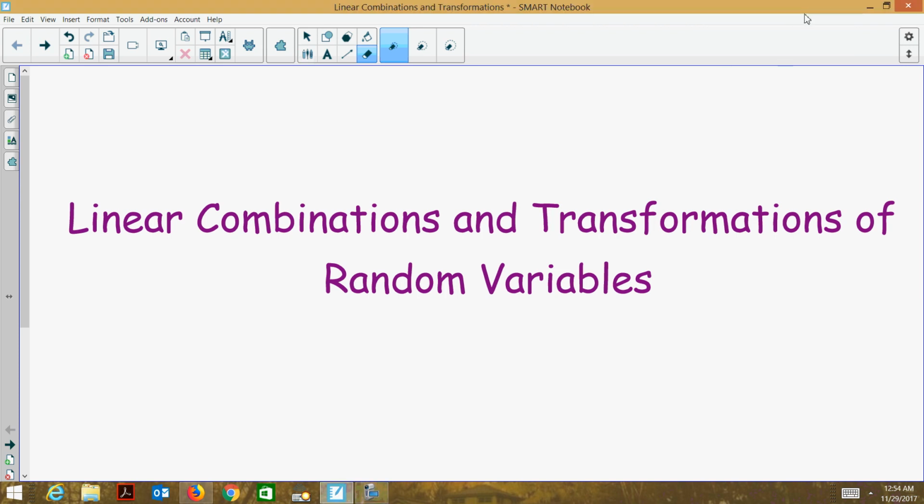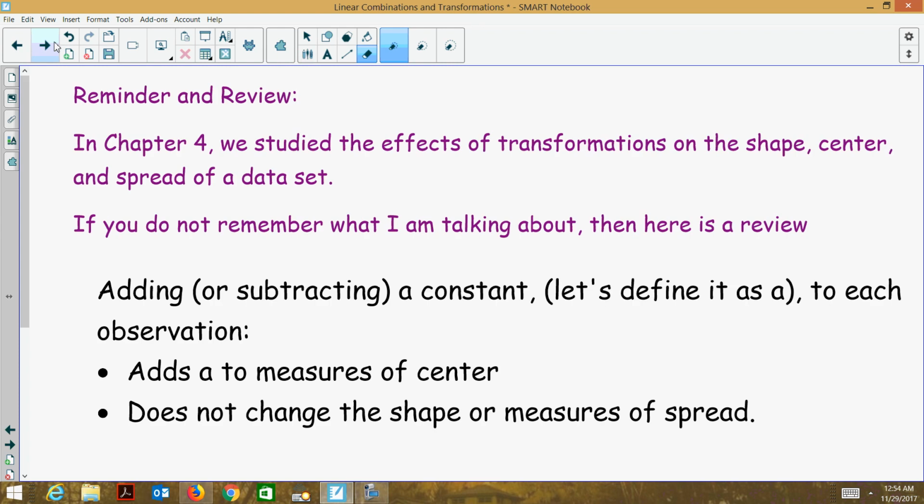Linear combinations and transformations of random variables is a combination of a review of concepts we did previously and something along the lines of what we were doing with probability. So, remind and review. In Chapter 4, we studied the effects of transformations on the shape, center, and spread of a dataset. If you do not remember what I am talking about, then here's a review.